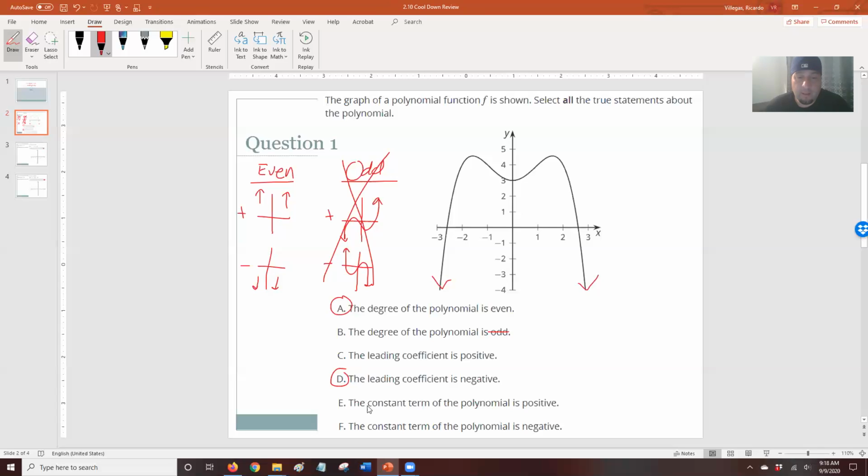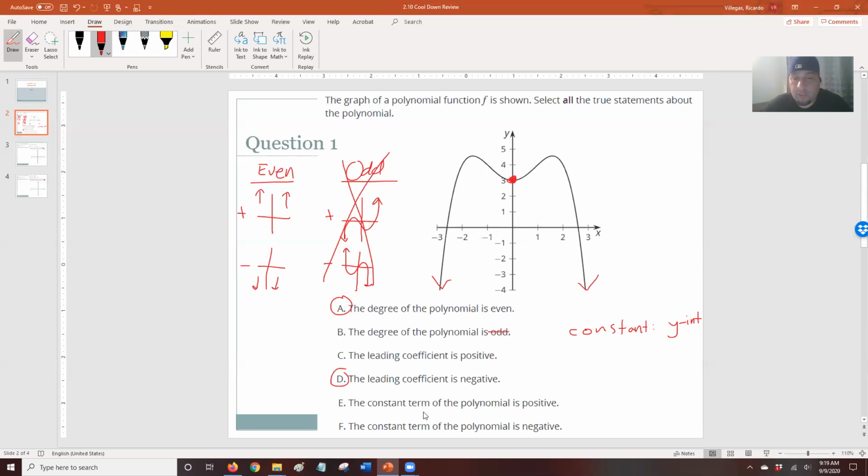And finally, E and F: the constant term of the polynomial is positive, the constant term of the polynomial is negative. So the constant term, you should have learned, tells us where the graph crosses the y-axis. In other words, it is the y-intercept. So the y-intercept in this graph would be positive 3.